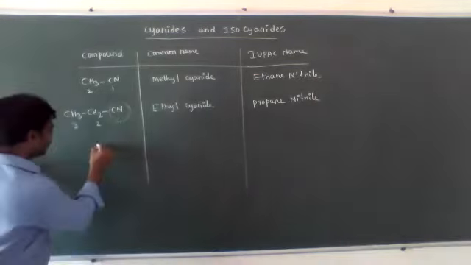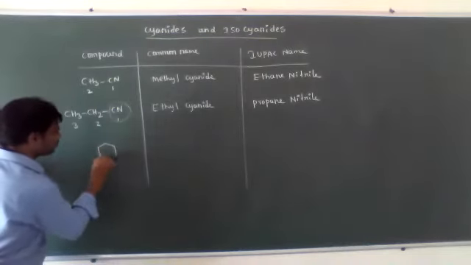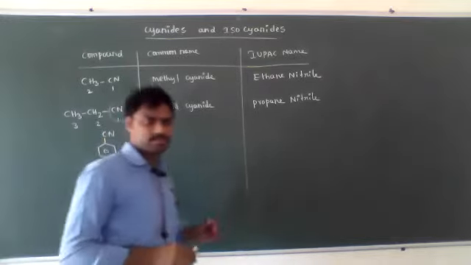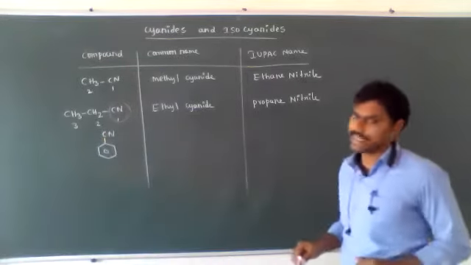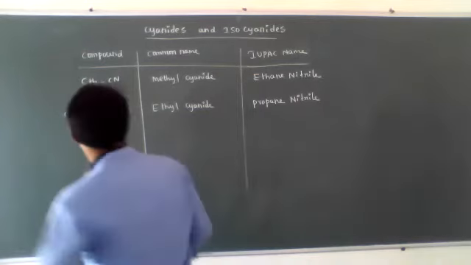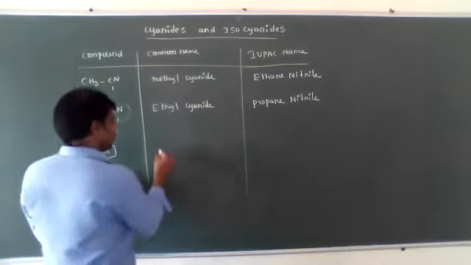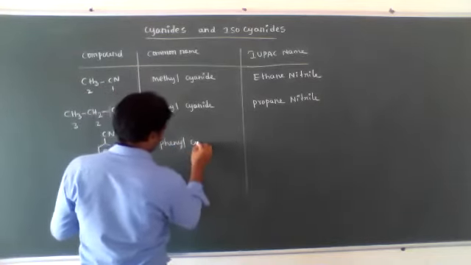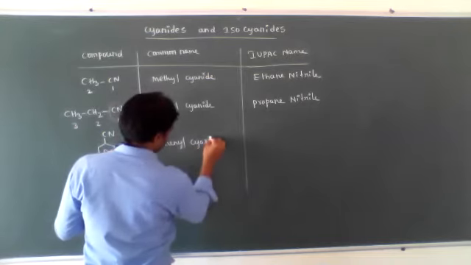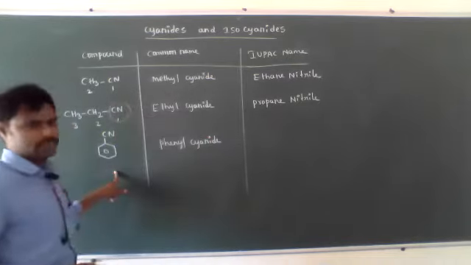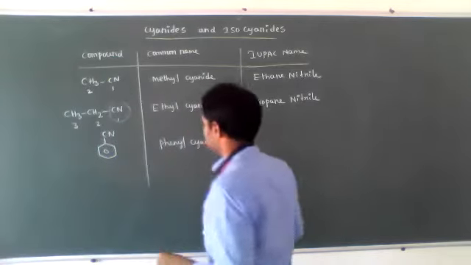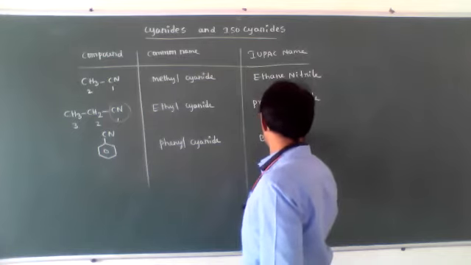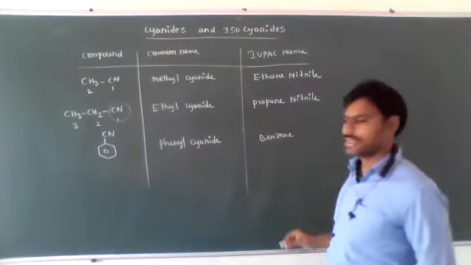The same way aromatic ring you have to take. The attached CN group means phenyl cyanide, means C6H5 group as a substituent, it is called phenyl cyanide. Phenyl cyanide. Now its IUPAC name is benzene nitrile.